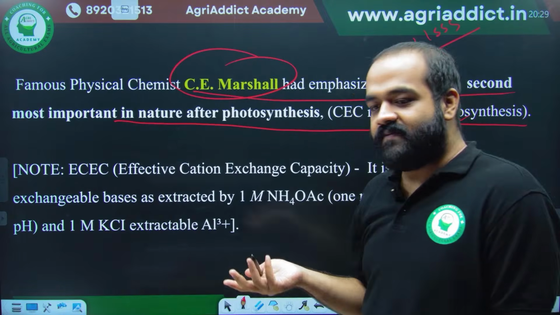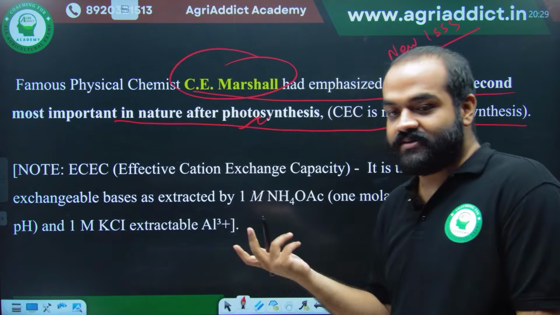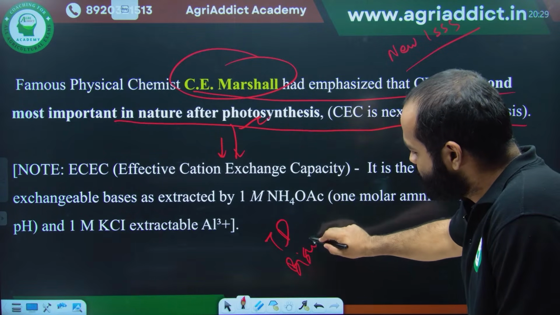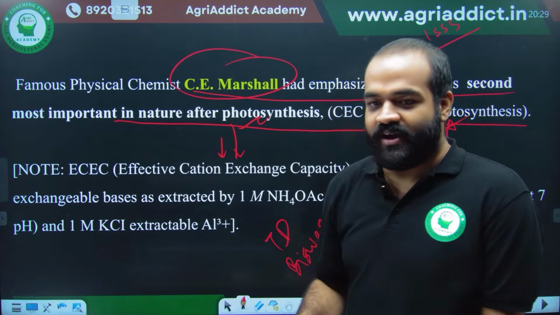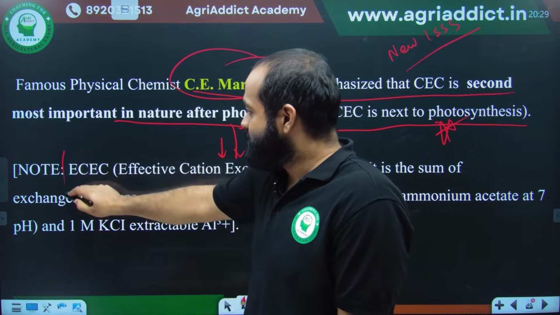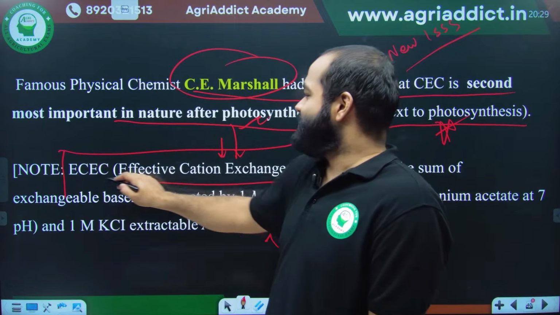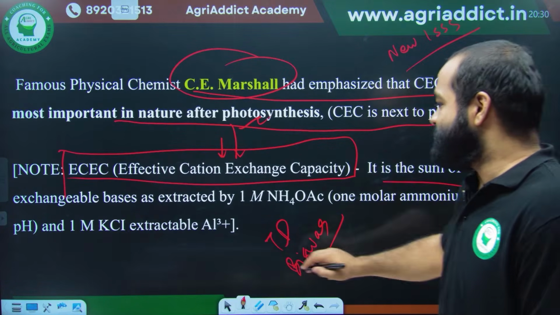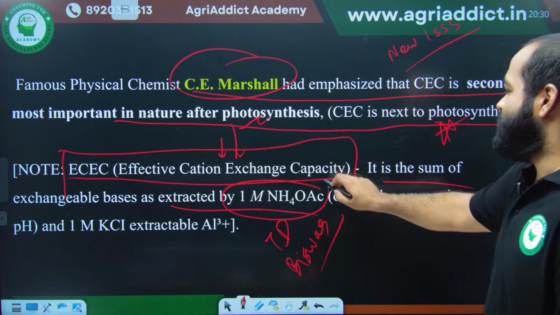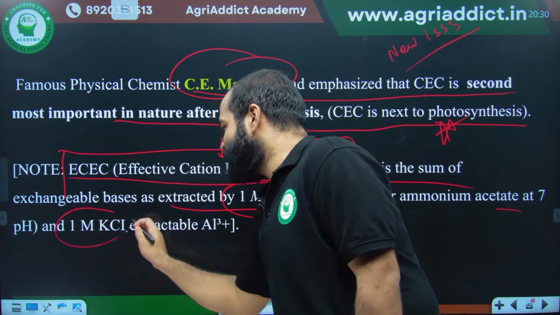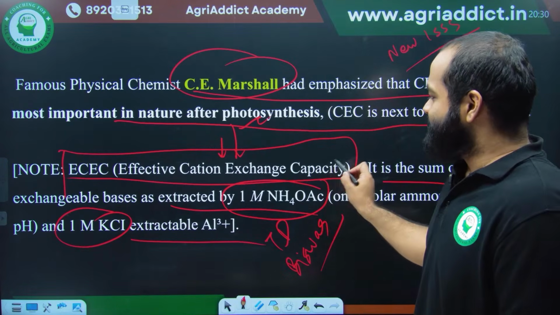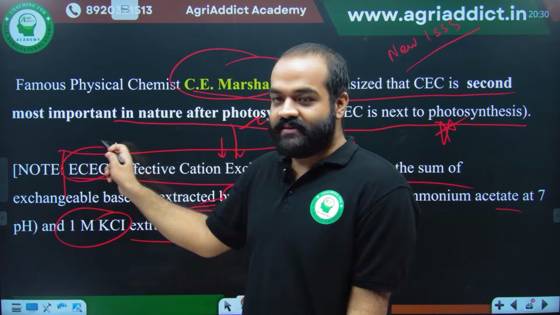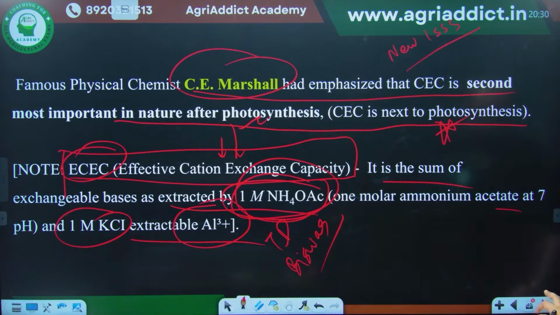And since this is not subjective, they will not ask why, but you should also know why it is called so. And this part has been exclusively taken from T.D. Biswas, you know, the classic old textbook. There it is written. You cannot find this in new ISSS, new or old, not in either. So ECEC, what is ECEC? ECEC is the effective cation exchange capacity, which is the sum of exchangeable bases as extracted by 1 molar neutral normal ammonium acetate at pH 7 and 1 molar KCl extractable Al3+. So it is the CEC that we got from this method and the extractable aluminium, that is called ECEC. This also might come in exam, so please be careful.